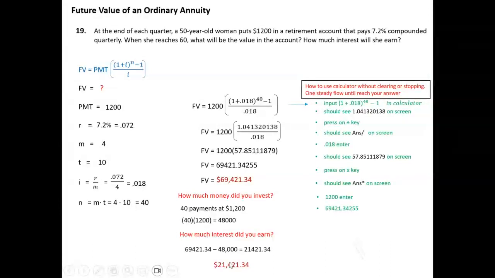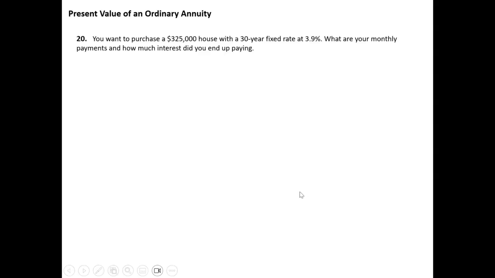Okay. Now comes the last one. The present value of an ordinary annuity. This one here is about buying a house or buying a car. In this case, we're going to be buying a house.